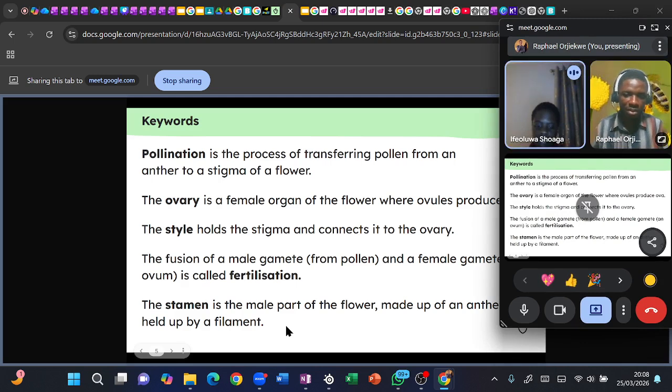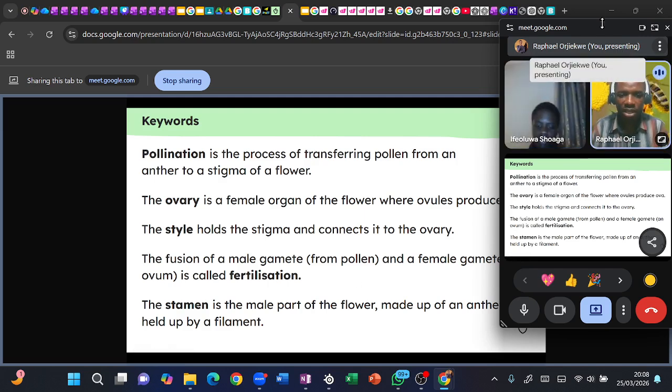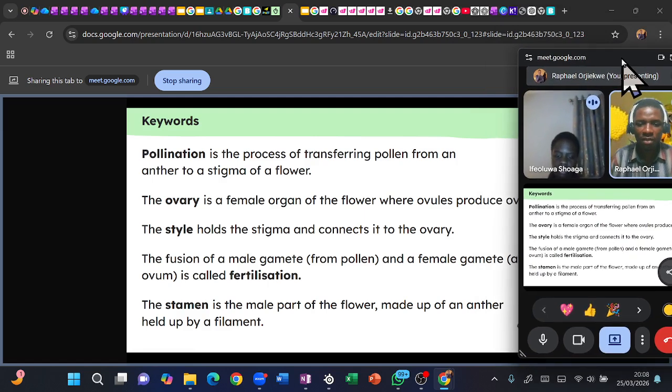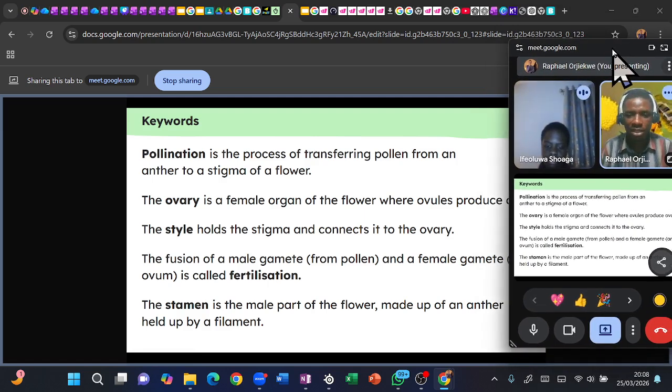Then the male gamete is known as the pollen. Then the stamen is the male part of the flower, which is made up of the anther and the filament. So we've already learned two things. The male part, which is the anther and the filament, and the female part, which is the ovary, style, and stigma. The three of them make the female part of the flower.